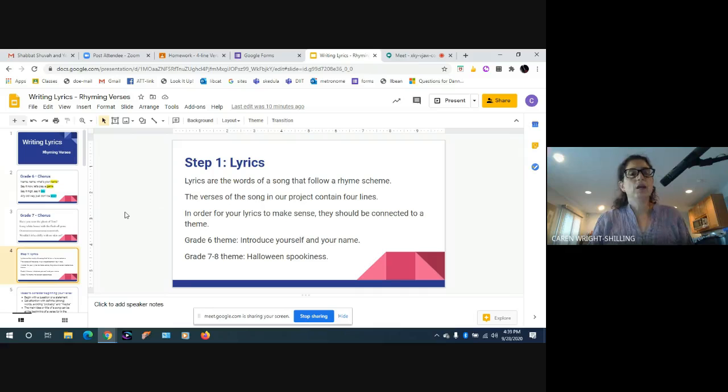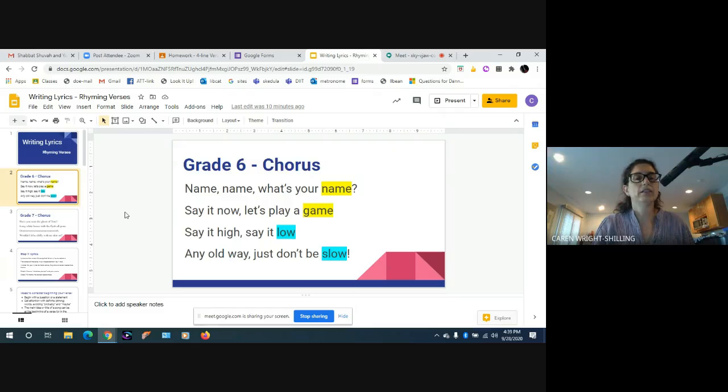Those of you who were in class, I simplified this. It was a little bit hard to understand before, but lyrics are the words of a song that follow a rhyme scheme most of the time. The verses of the song in our project will contain four lines: one, two, three, four, just like the chorus here.